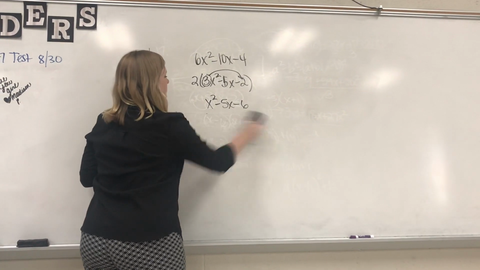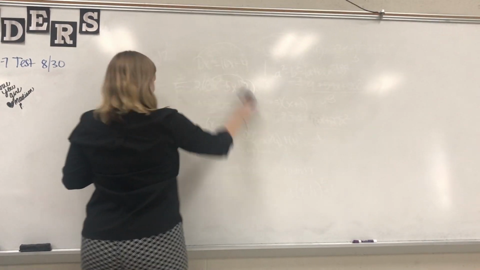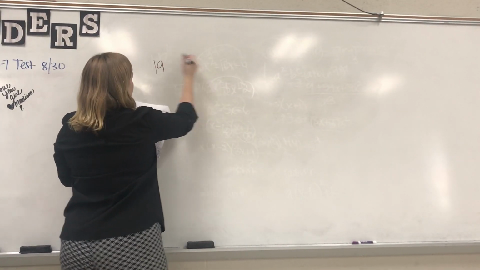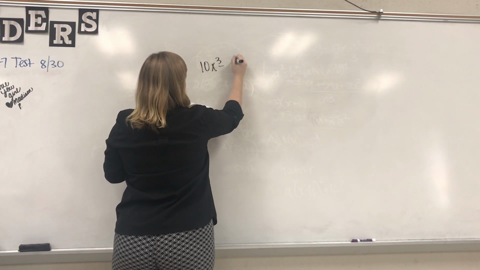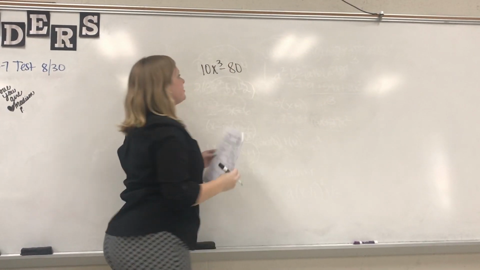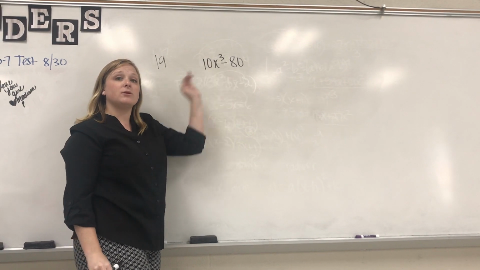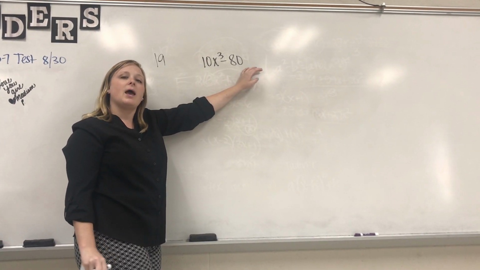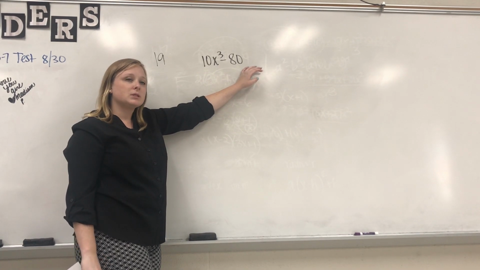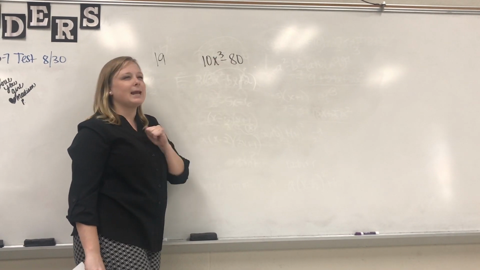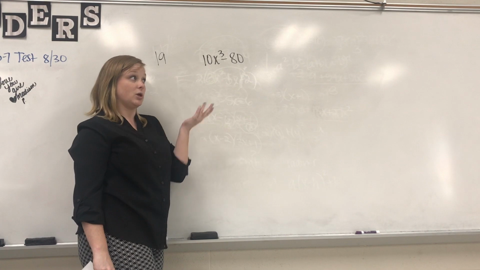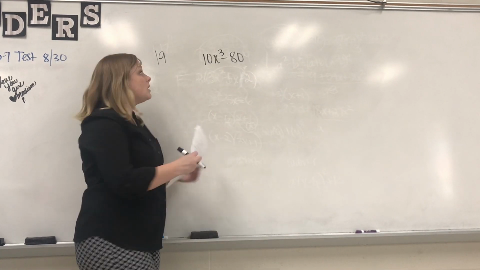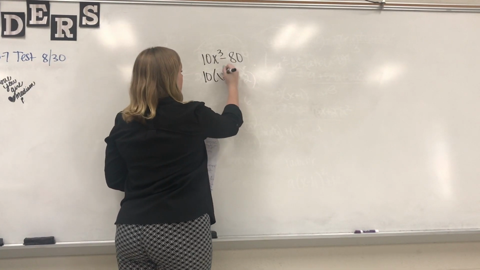Number 19. Here you should recognize that you have an x cubed, but you don't have an x over here, which means it's probably going to be a difference of cubes. However, you should notice that 10 and 80 are not cubes, but you should also notice that there's a GCF of 10. So I can pull a 10 out.